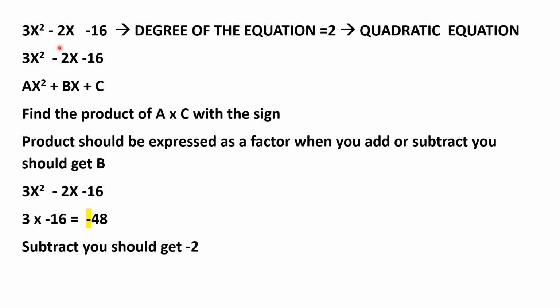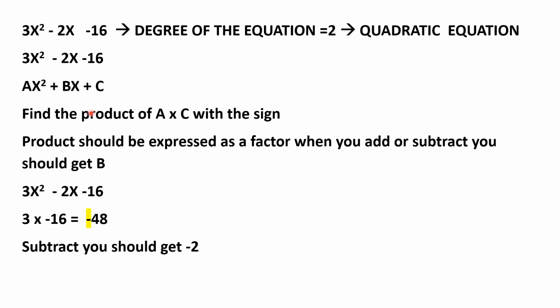Today we are going to see the quadratic equation revision. The quadratic equation 3x square minus 2x minus 16 has a degree 2. Hence it is called a quadratic equation. The quadratic equation's general format is ax square plus bx plus c.